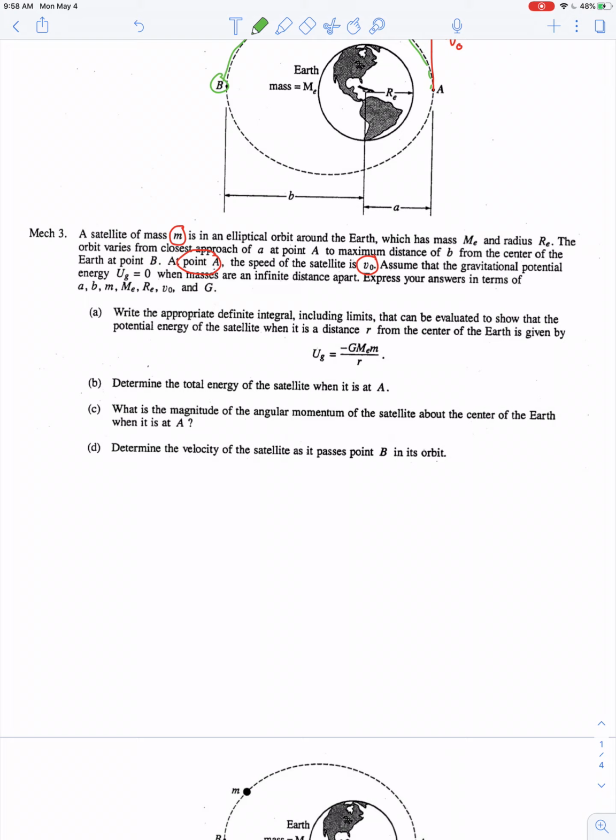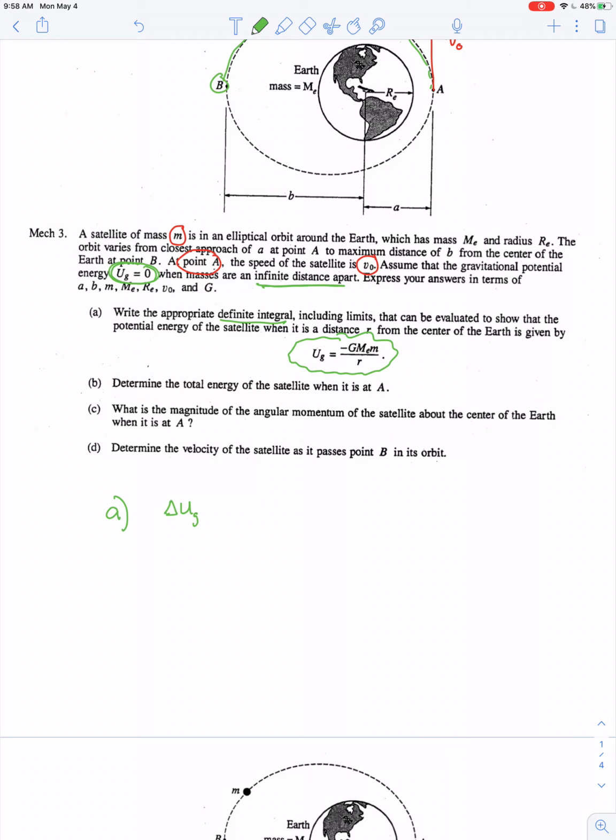Part A, we have to write a definite integral in order to show that this equation satisfies an expression to calculate gravitational potential energy based on a reference level such that gravitational potential energy equals 0 when any mass is infinitely far away from the center of the Earth. So without solving it, we just have to write the definite integral.